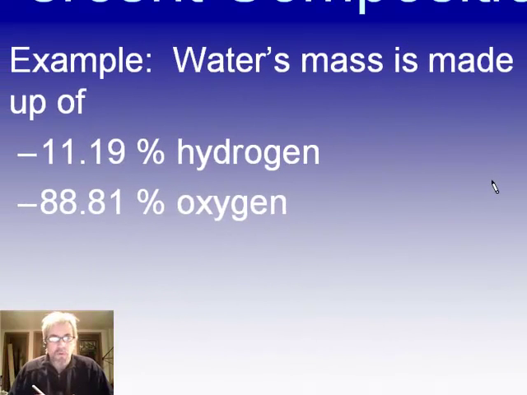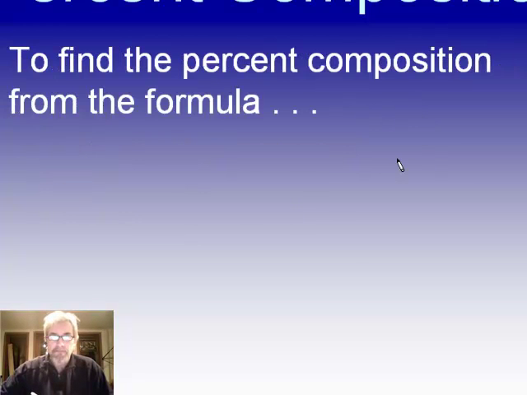Here's an example. Water's mass is 11.19% hydrogen and 88.81% oxygen. Now if you think about water being H2O, you think it should be about 2/3 hydrogen and about 1/3 oxygen. And by moles, that's exactly what it is. But by mass, it's not, because hydrogen and oxygen weigh different amounts. So if we're going to describe by mass, we have to actually be able to calculate this stuff. How can we do it?